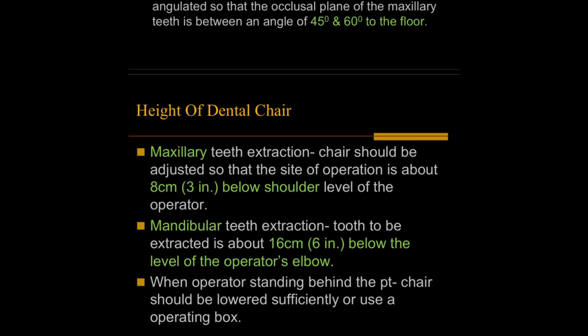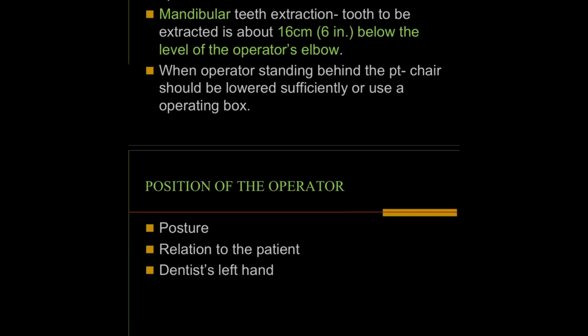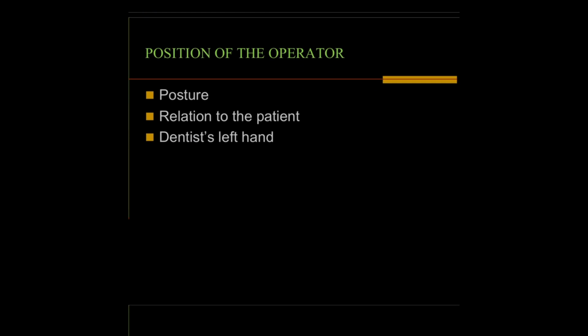Now comes height of the dental chair. For maxillary teeth extraction, 3 inches below shoulder level of the operator. For mandibular teeth extraction, 6 inches below the level of the operator's elbow. Whereas if the operator stands behind the patient, the chair should be lowered sufficiently or the operator should use an operating box.